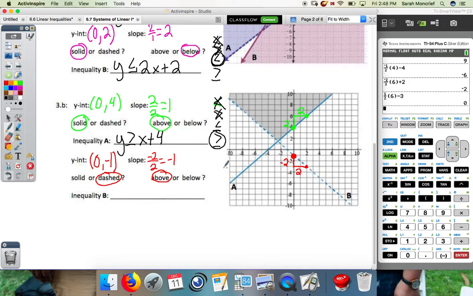All right, so now let's check out what symbol we're going to use. We have less than, greater than, less than or equal to, and greater than or equal to. So since it's dashed, which two can we mark out? Right, the ones with equal to. And since we're shading above, which one is it? Greater than. So we have y is greater than -x, because my slope is -1, minus 1. And that is all you have to do.